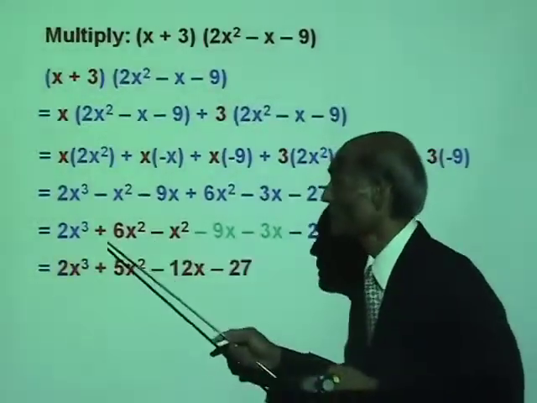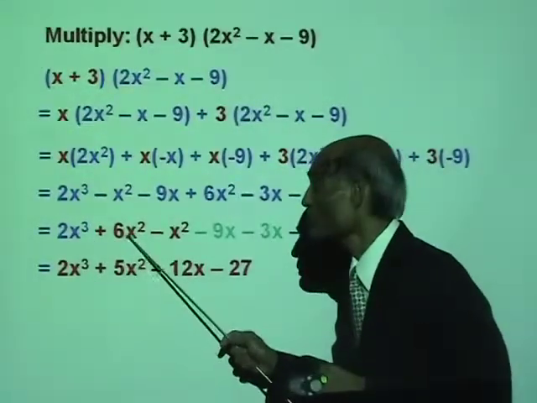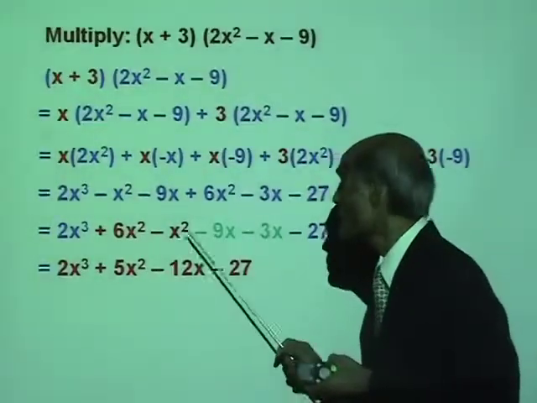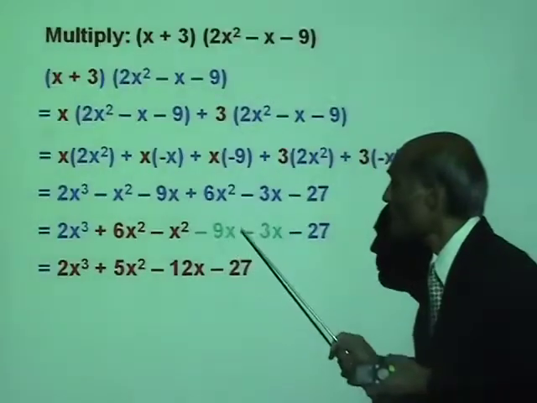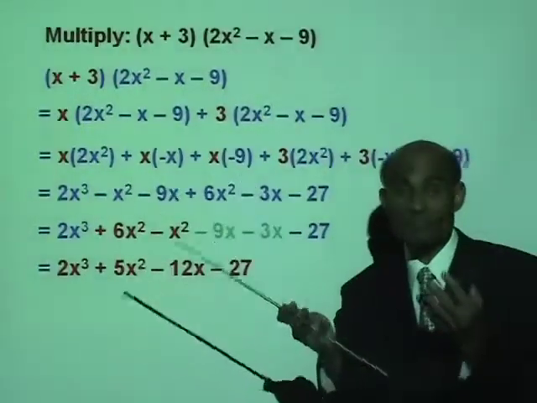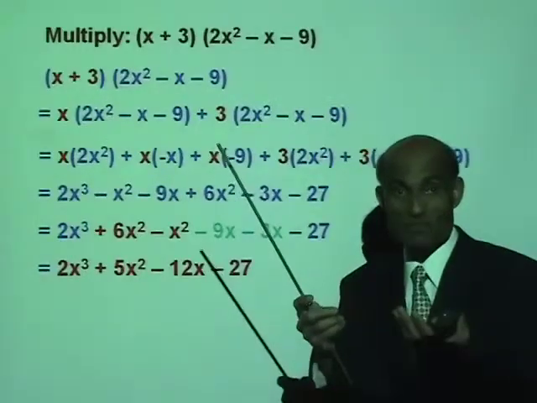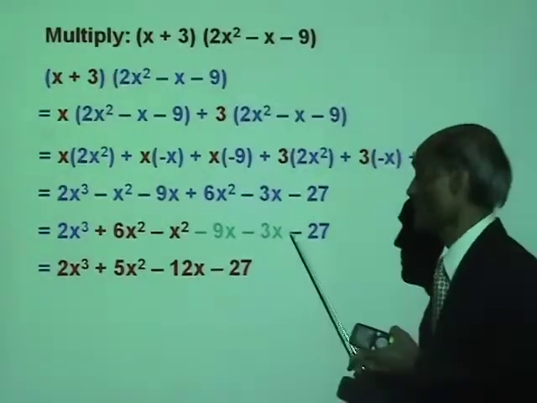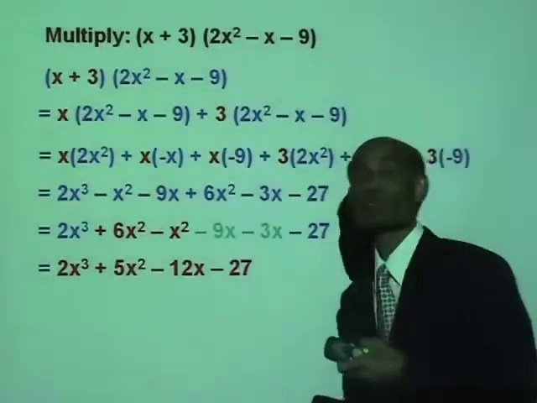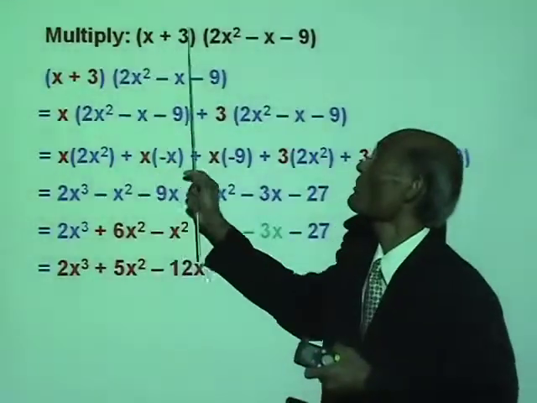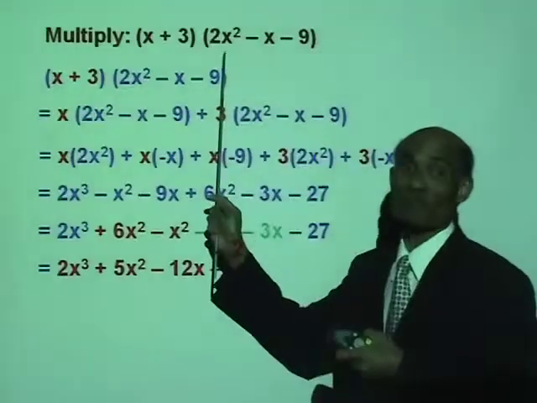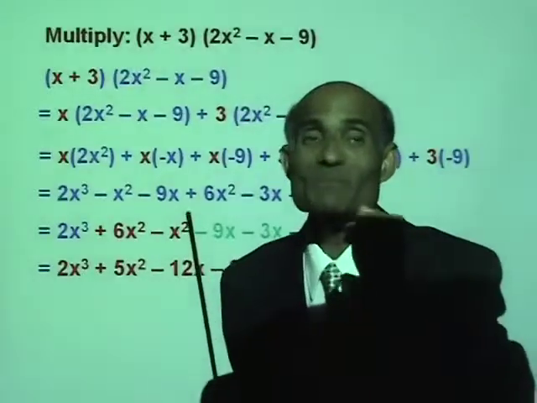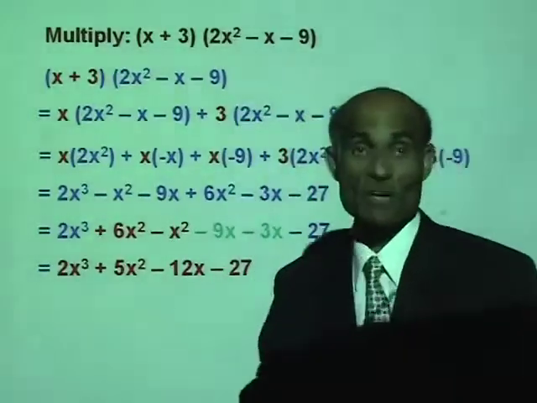Okay, let's add this now. That will be 2x cubed, 6x squared minus x squared is 5x squared, minus 9x minus 3x. Both are negative, so add them together and use the negative sign. Minus 9x minus 3x is minus 12x minus 27, and that's the result of multiplying this binomial with this trinomial. Okay, try it out on your own, then only you know where you make the mistake. Okay, let's go to another one.